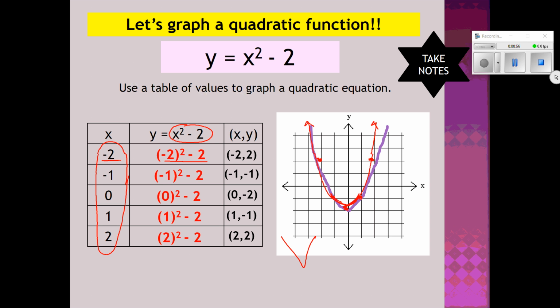With a parabola, you're always going to notice that, if you remember the word symmetry from geometry, there's going to be what we call an axis of symmetry.